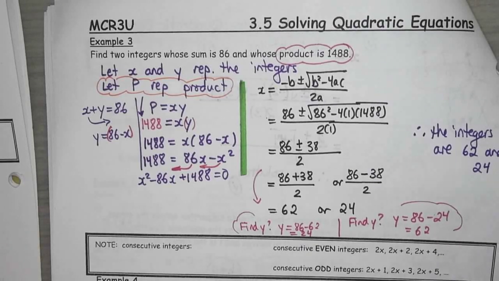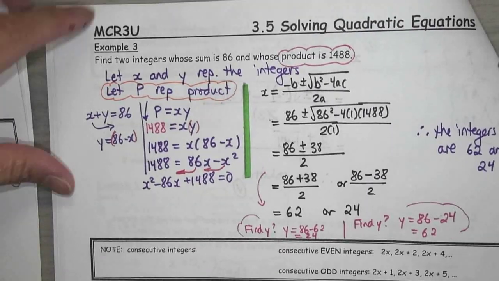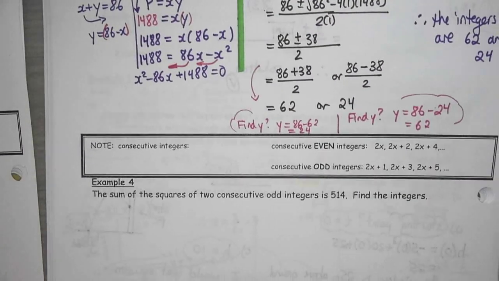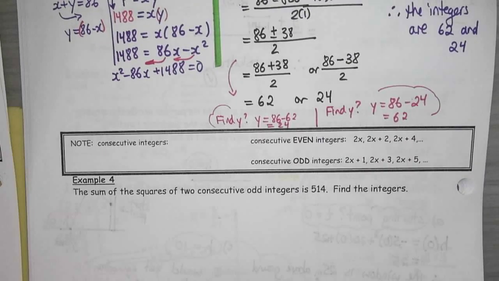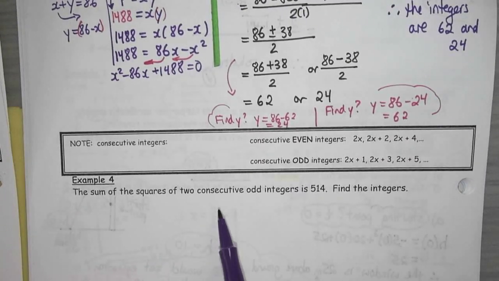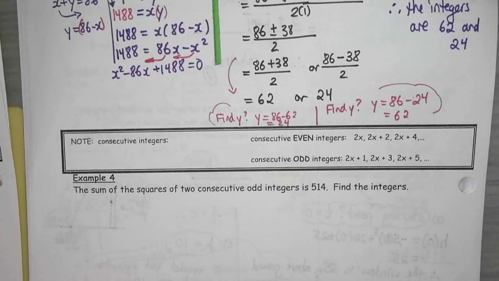So 3.5, solving quadratic equations. We finished this example. We're on to this one. This example here, before I start example 4, I want to go through this little box.